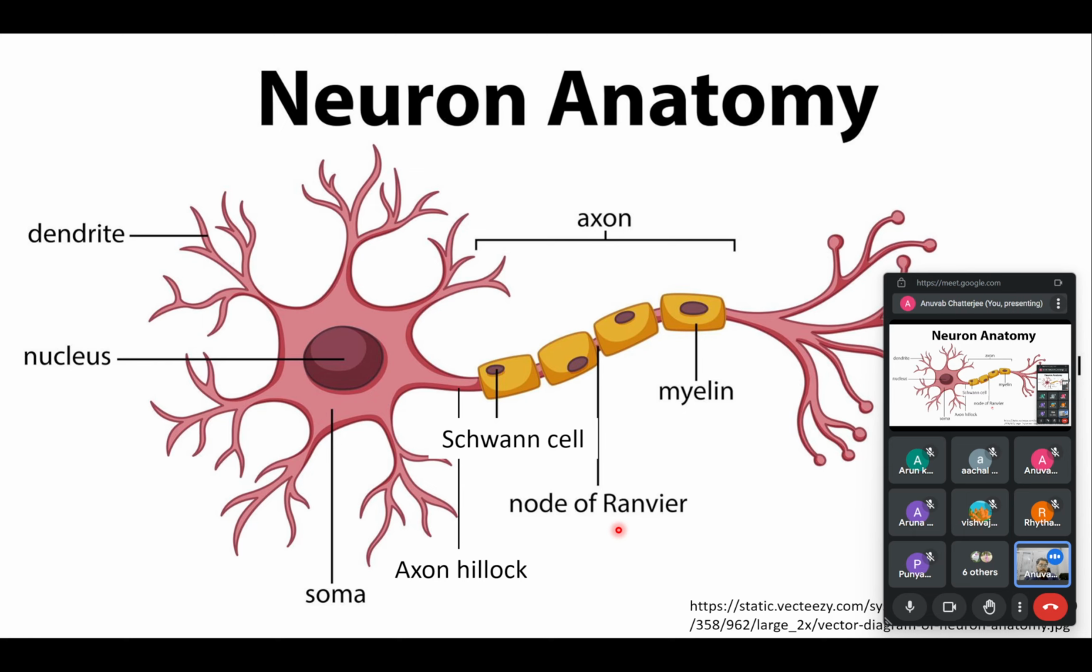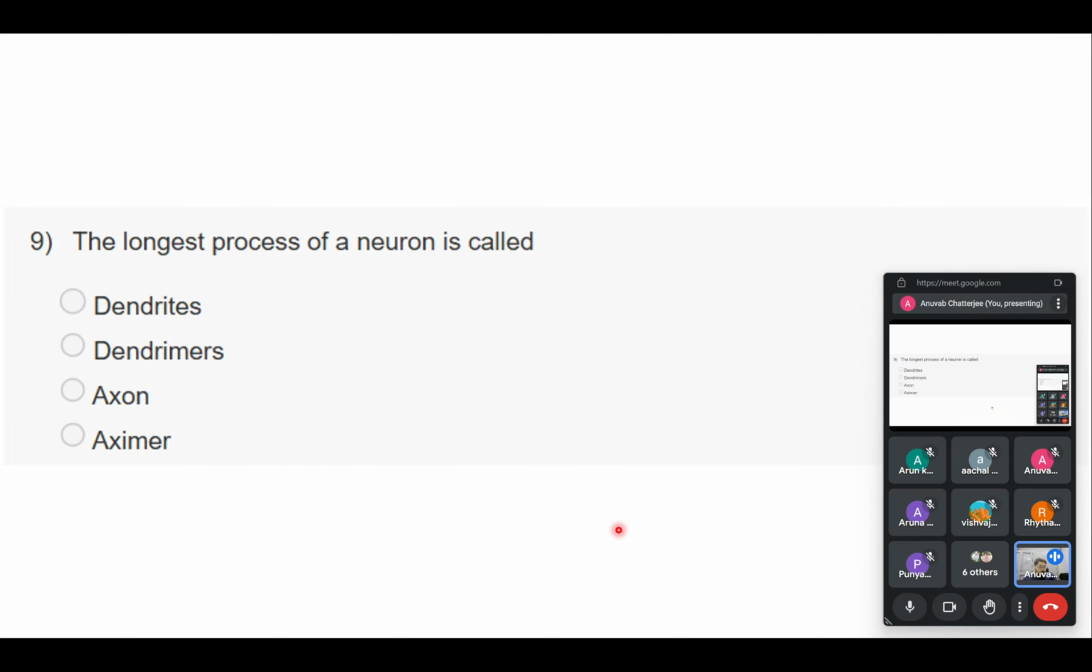So in general, this is what the anatomy of the neuron looks like. To answer our original question, the longest process of a neuron is called the axon. Does anyone have any questions from this? This is basic information about the neuron that we'll start with today, and then move forward to much more complicated topics. Does anyone have any doubts from this?